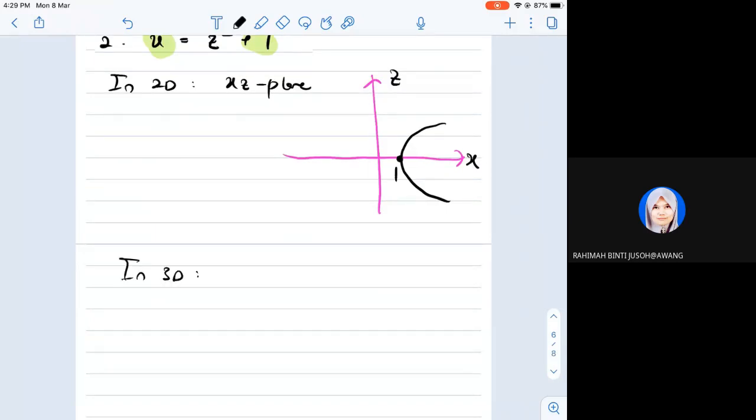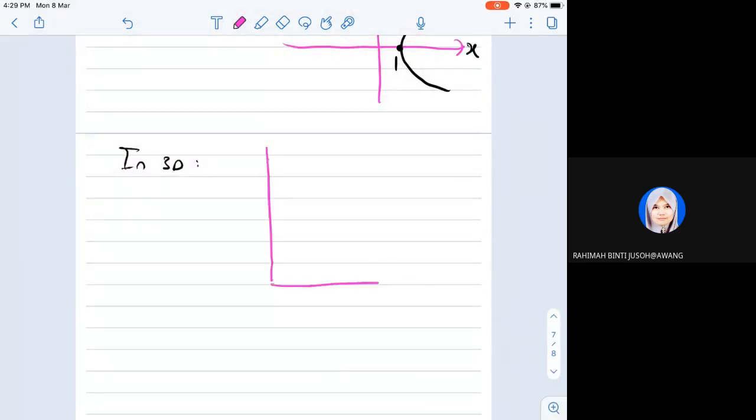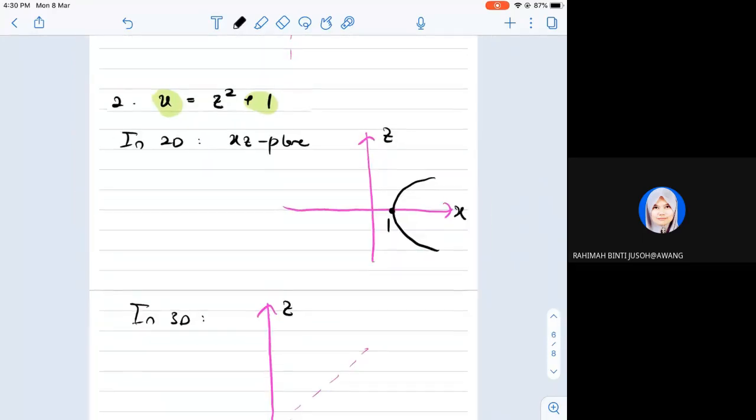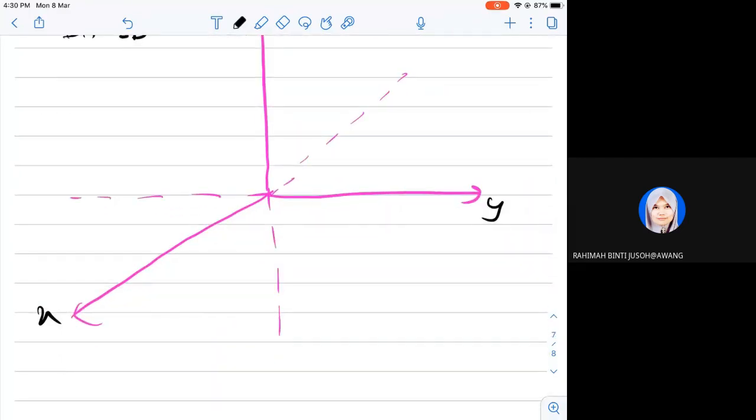In 3D, kita nak transform dia daripada 2D kepada 3D. Okay, X, Y and Z. Now you tengok, dia menghadap paksi X positif tau. Dia menghadap X positif. So dalam 3D, X positif adalah ke arah depan, isn't it? Ke arah depan. Okay, so dia menghadap paksi X positif macam ni. Okay, macam tu guys. And then right here should be 1. Macam tu.